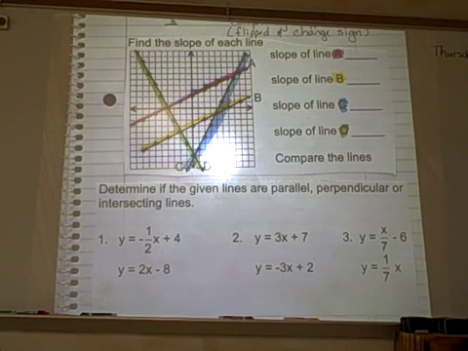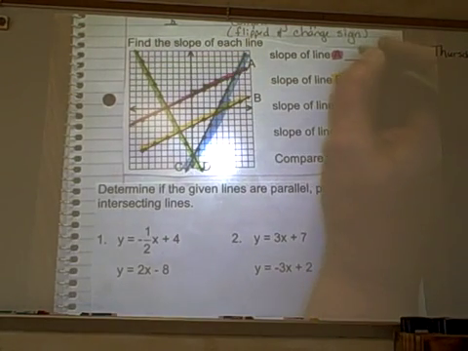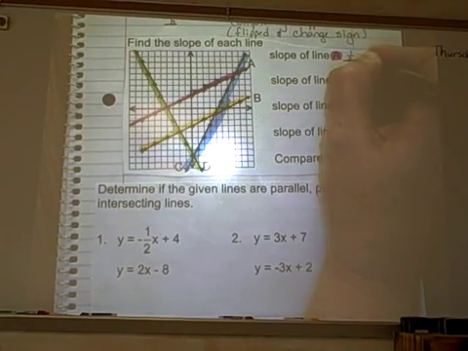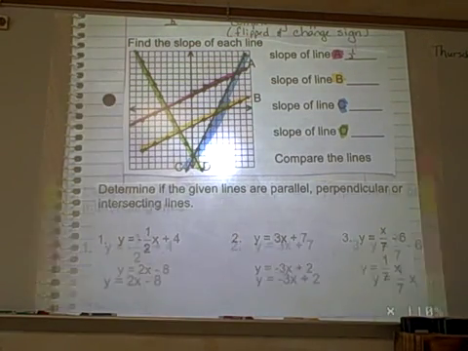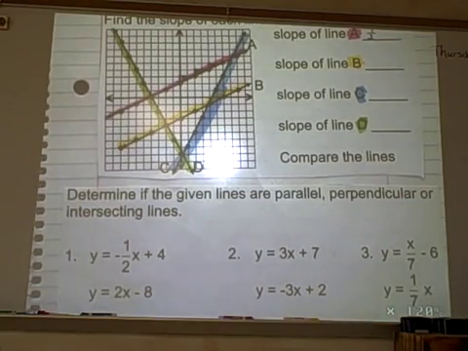Like that. I have to go up one and over 2 every single time, right? Y'all see that on line A? So my slope for line A is 1 over 2. I cut that weird, so I'm squeezing that in there. So 1 over 2 for line A. And that's a positive line, so I'm going to leave the slope positive.